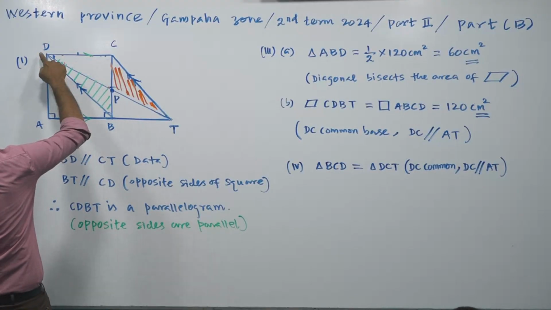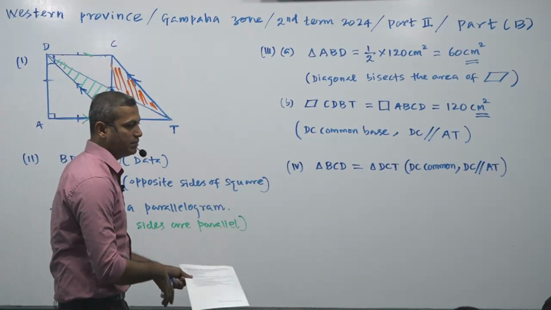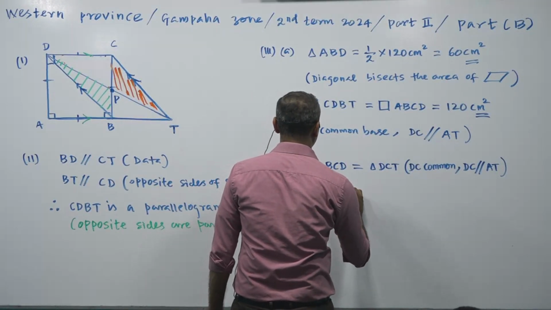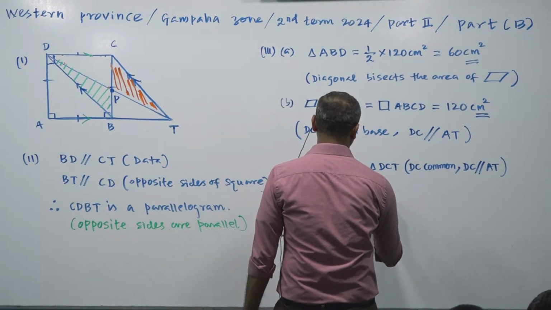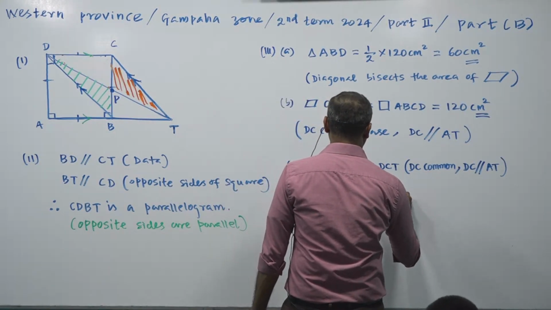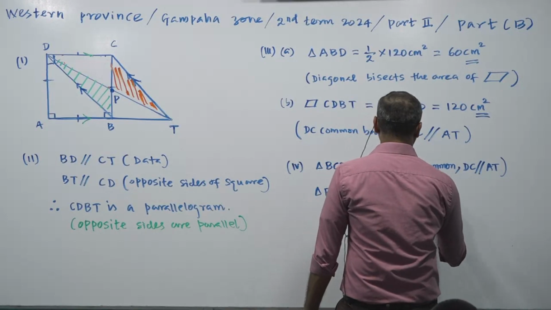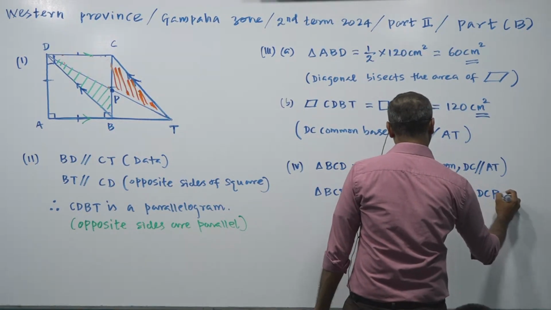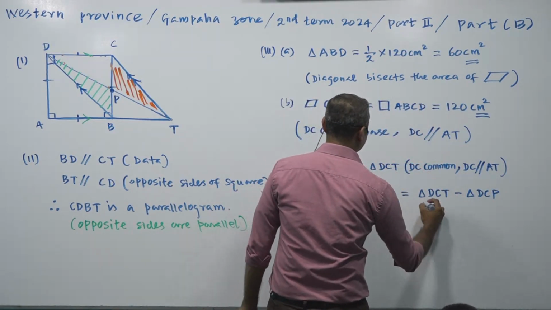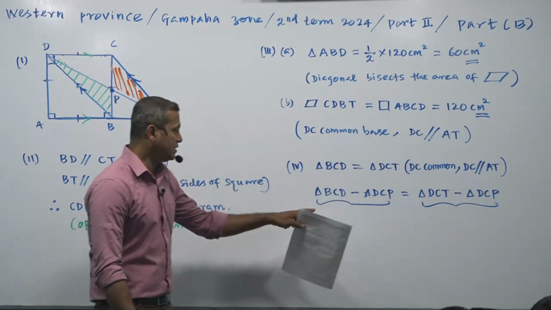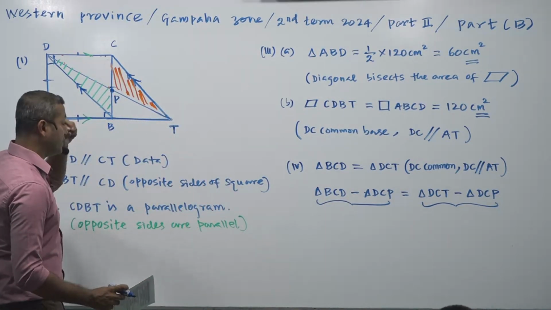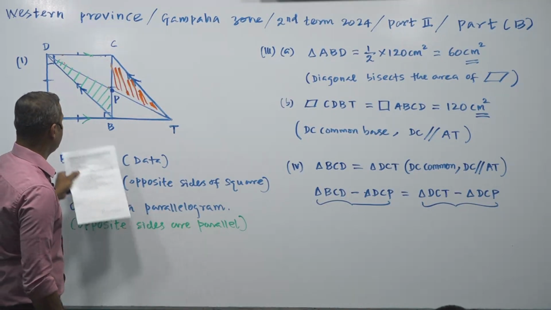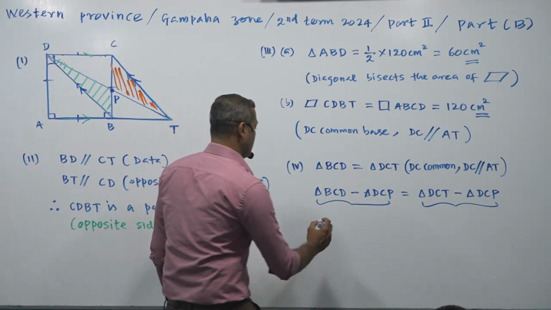DCP. Yes or no? DCP is the common region. So let us subtract DCP from both sides. Triangle BCD minus triangle DCP is equal to triangle DCT minus triangle DCP. According to the diagram, BCD minus DCP means what is the remaining area? That is BDP. Yes or no?